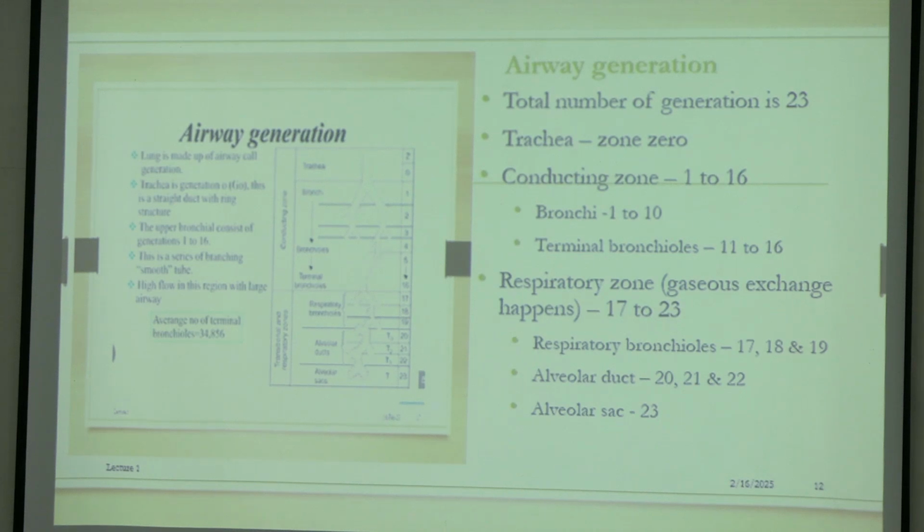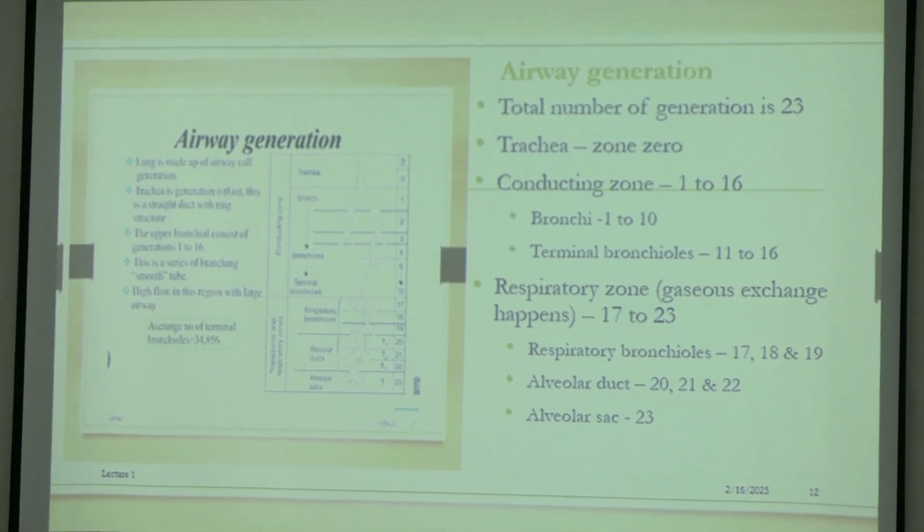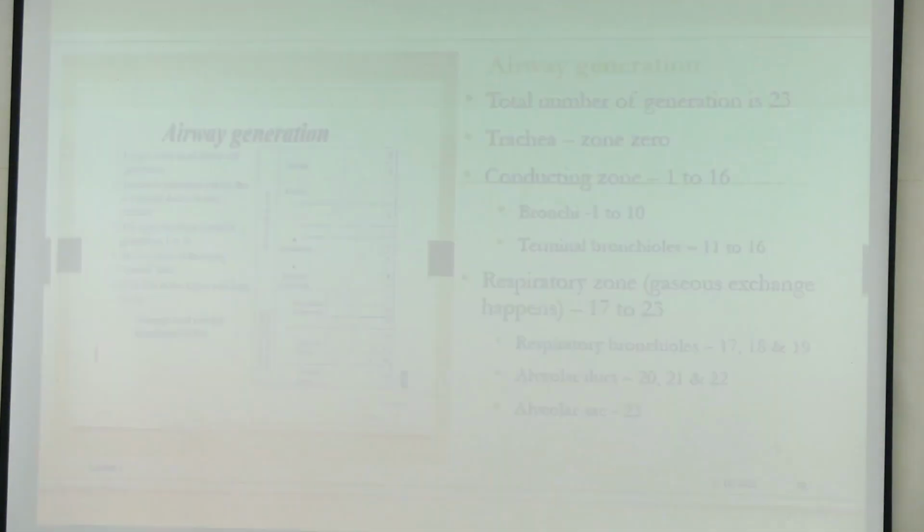The maximum number of generations in the lung airway is 23. Right? You can see from the diagram, the trachea is called generation 0. From here, the primary bronchus originates. The part where the primary bronchus originates is the conducting zone. So out of 23, the conducting zone contains a total of 16 airway generations, generation 1 to generation 16.